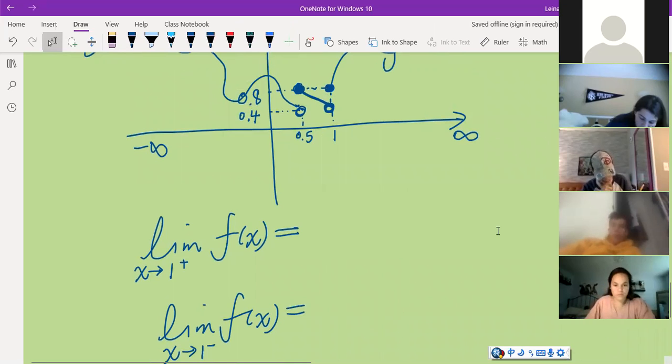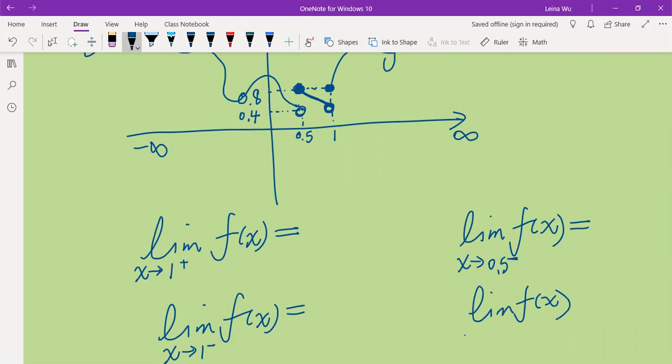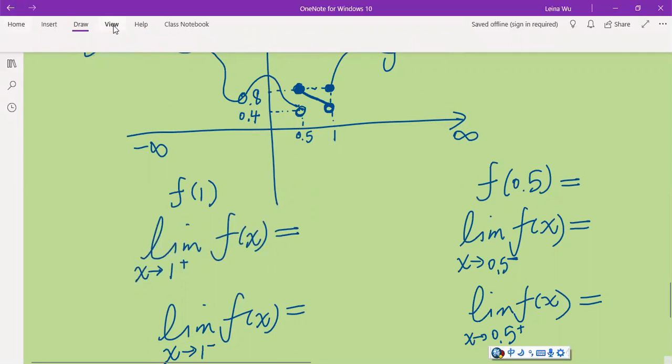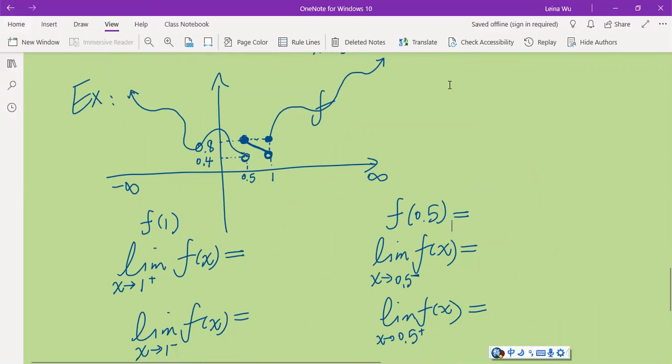And at the same time, I want you guys to think about what is the limit of function f of x as x approaches 0.5 from the left. And what is the limit of this function as x approaches 0.5 from the right? Also, I'm going to ask you, what is the function value at 1 and what is the function value at 0.5 based on the graph I have sketched? I'm going to make it smaller so you guys can see the entire question.